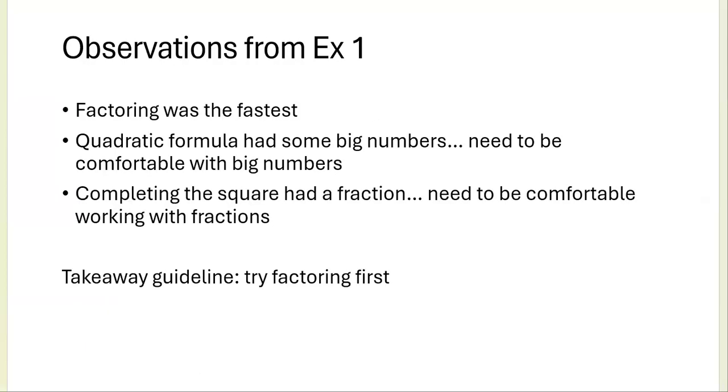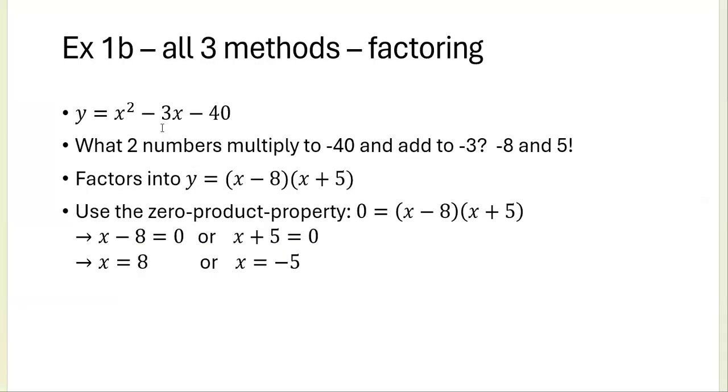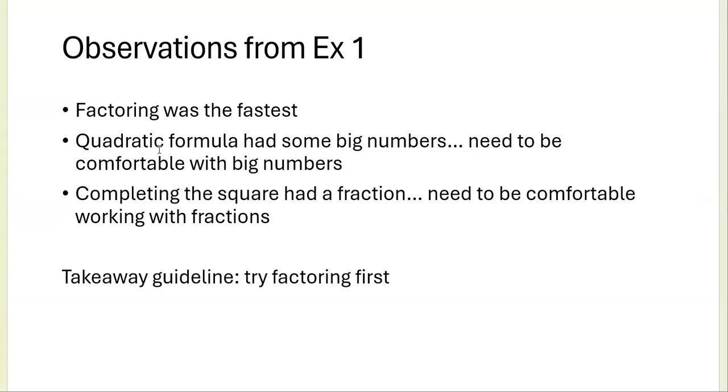So let's dissect the three methods. Clearly, factoring was the fastest. If we are able to tell that this is factorable, that's the big prerequisite. Otherwise, it's not usually the fastest way to do these types of problems. You factor and then use zero product property. Very easy, typically. Okay. Quadratic formula is always straightforward.